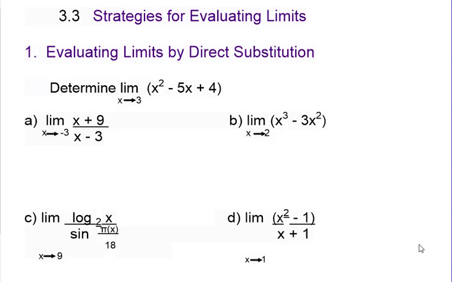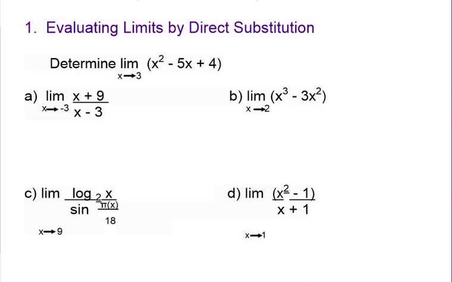Today we're going to be looking at 3.3, strategies for evaluating limits. To start off, yesterday we talked about using the visual approach, using a graph and reading off of the graph. But what happens when you don't have a graph? And you might not necessarily want to graph it yourself, especially as the graphs get progressively uglier and uglier.